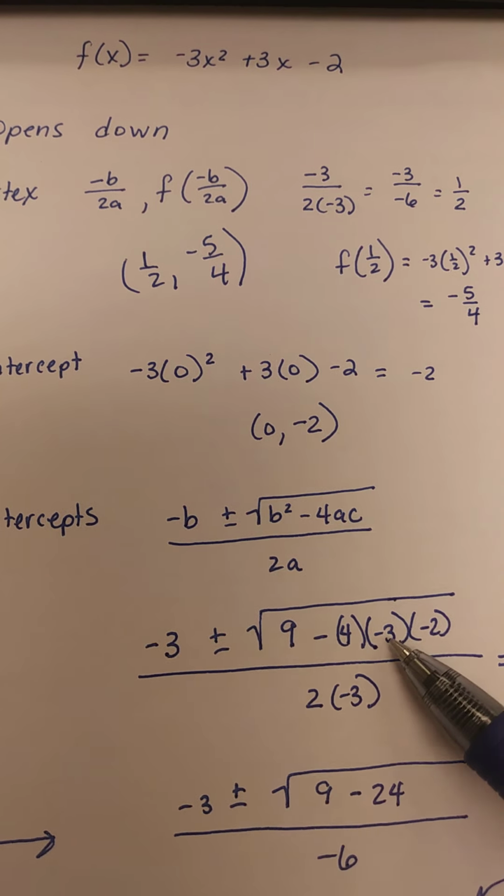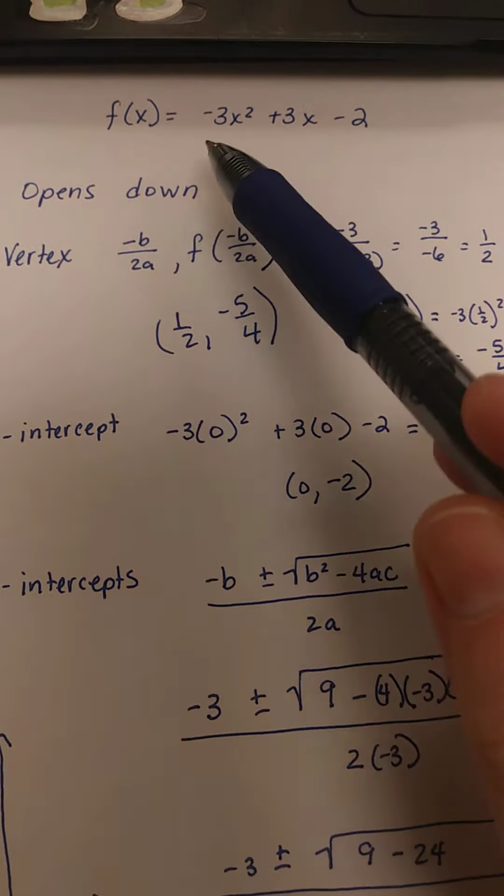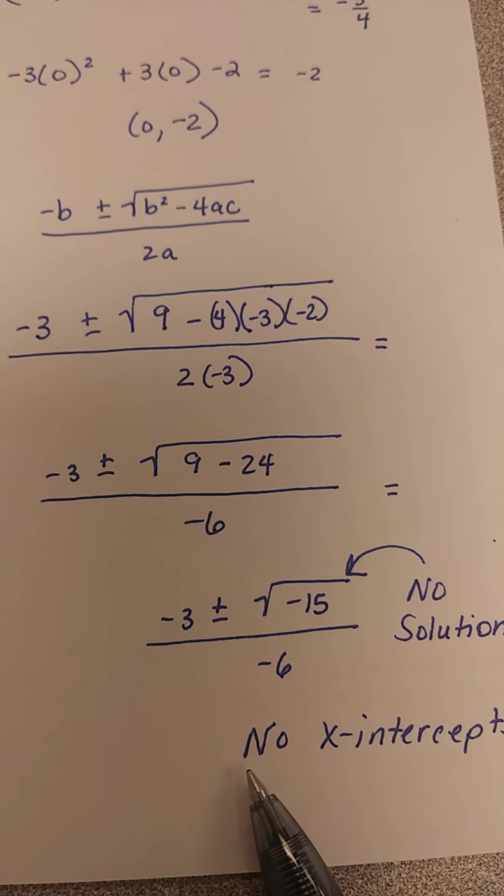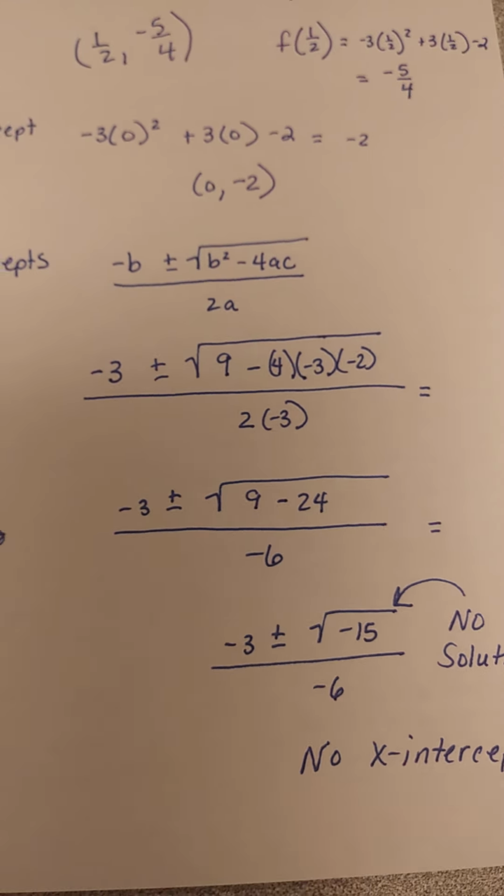Minus 4ac, over 2a. So I just plug all the pieces in and start working it out. But as I do, I find that I get a negative under the square root. As soon as we see a negative under the square root, we can write no solution. So there are no x-intercepts for this problem.